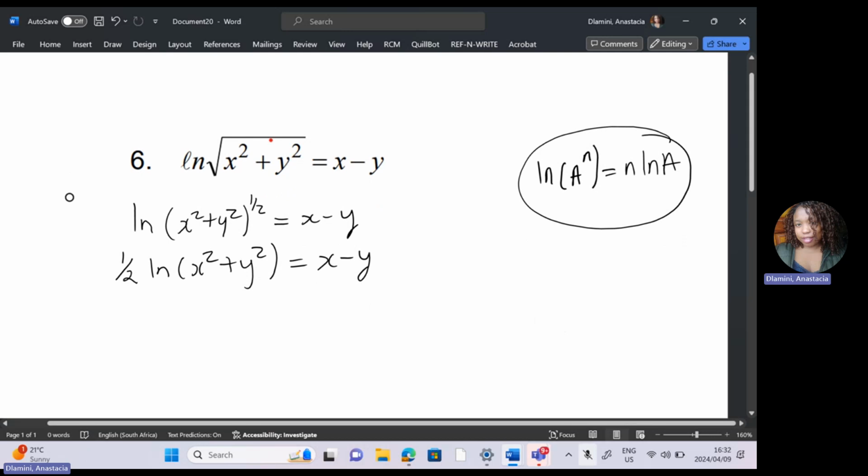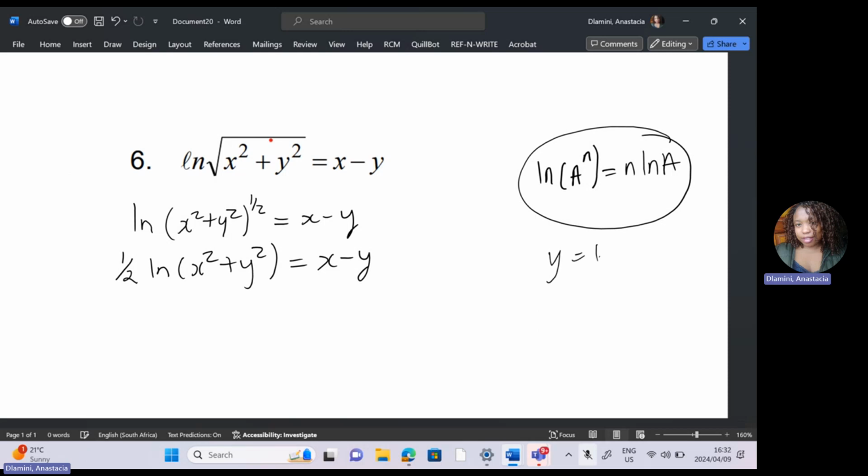So then we can start with our implicit differentiation. As we said again, if we are given y equals ln of a function f of x, then the derivative dy over dx is equal to 1 over f of x times f prime of x.